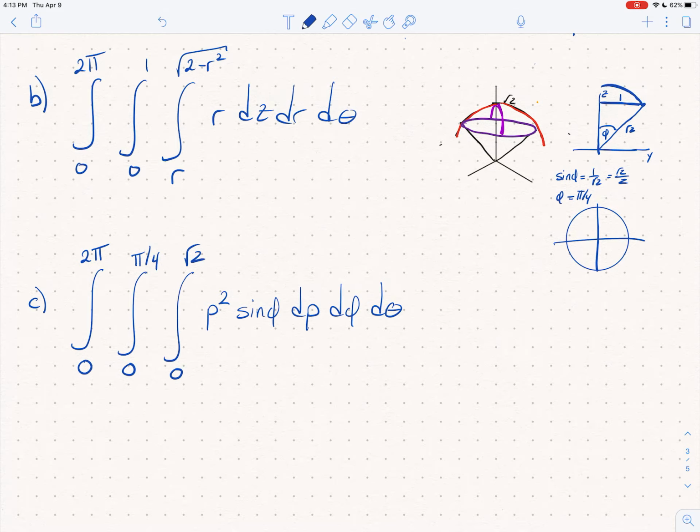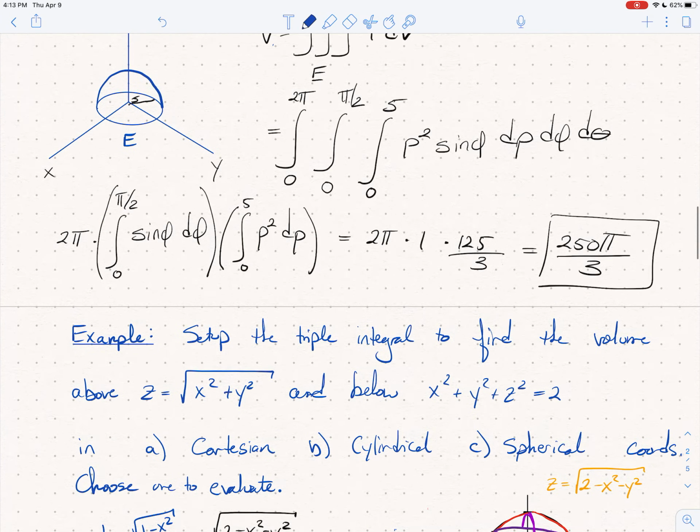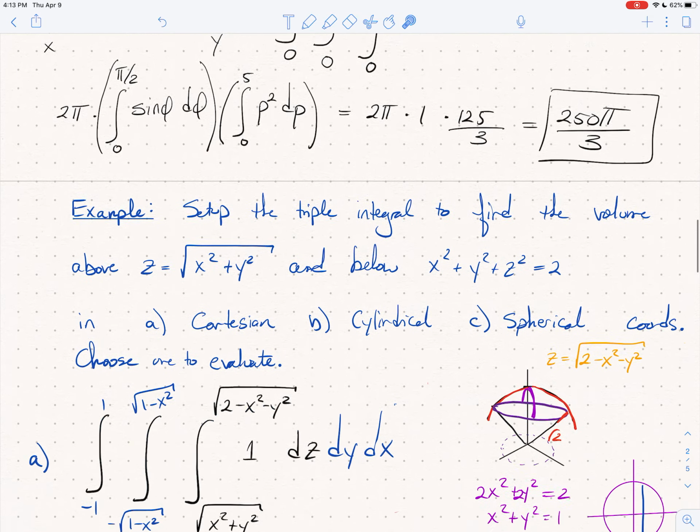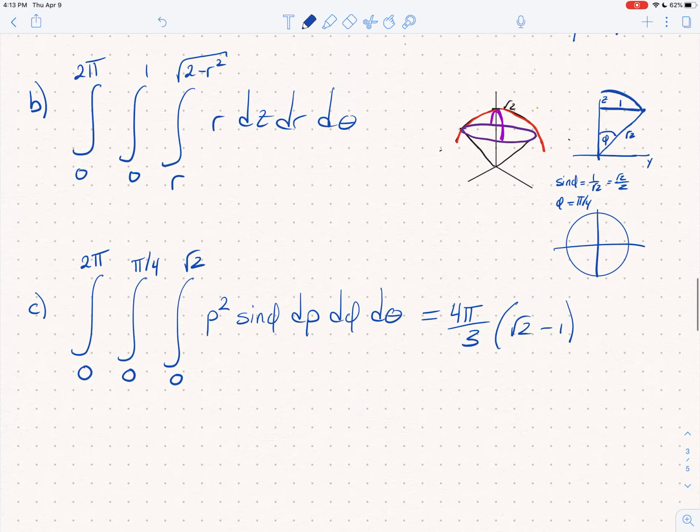I'm not going to work it all the way out, but actually the work that we did before, let me scroll up, the work that we did right here is the same work, you just have different bounds now. The bounds have changed. So I won't work it out with you. I don't know what I just said. I probably said that I wouldn't, but you're going to get 4 pi thirds times root 2 minus 1. So I'll leave it to you to check that one.